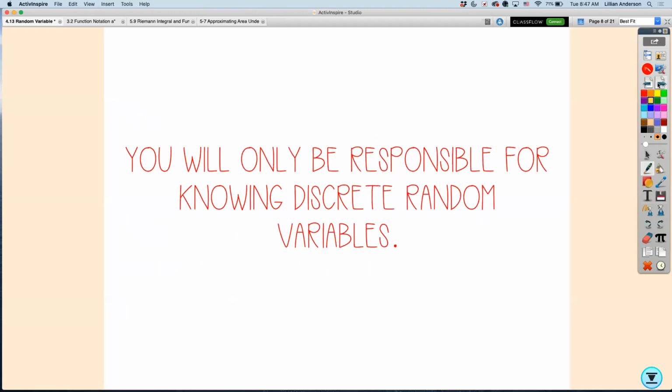For applications and interpretation specifically, you will only be responsible for knowing discrete random variables. So again, things that can be counted, not measured. Now, that's not saying that you should not be able to recognize the difference between discrete and continuous, because as you know, with statistics, we did normal distribution curves and things like that, that did deal with continuous data as well. But for specifically discrete random variables and binomial distribution, which we'll deal with on Thursday, it's going to be only discrete type of values.